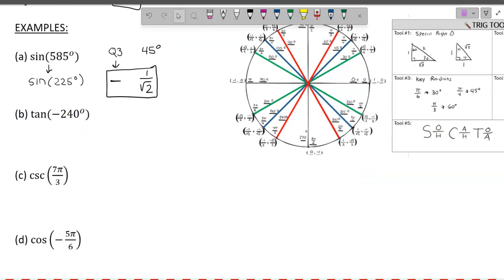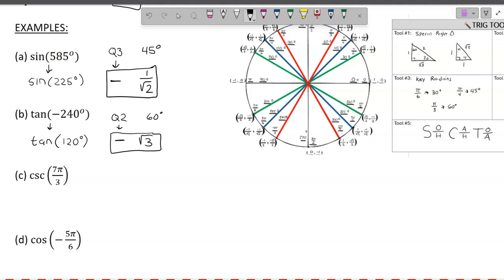Now, if we look at something that's negative, we can still do the exact same thing. So for negative 240, I'm going to add 360 to it and recognize that this is the same thing as if I was asking for tangent of 120 degrees. Just like the last problem, we'll look and see that that's in quadrant 2, which is a negative answer. 120 has a reference angle of 60, and so the tangent of 60 degrees is root 3 over 1. There is my final answer of negative root 3.